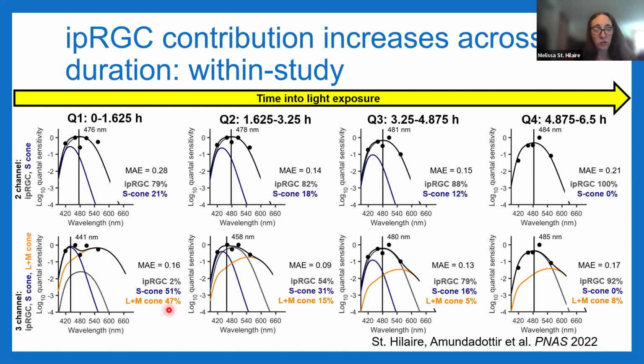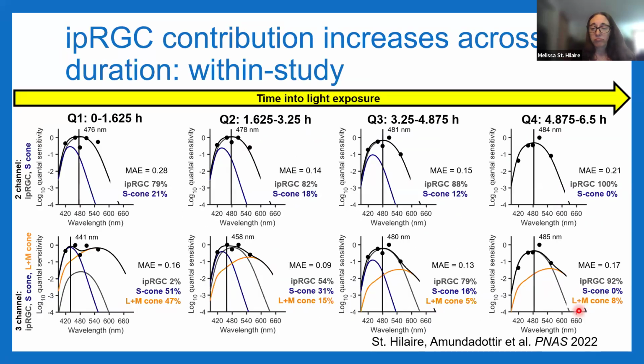And as it turns out, at least comparing the 2-channel with just S cone to the 3-channel that includes L plus M cone, there seems to be about equal contribution from the shorter wavelength cones and the longer wavelength cones. But again, as we might expect based on everything we know about the physiology, as we move across time later in the light exposure, we see some of the contribution of those cone systems dropping off. And eventually, by the end of the light exposure, the major driver of the suppression is coming from the ipRGCs.